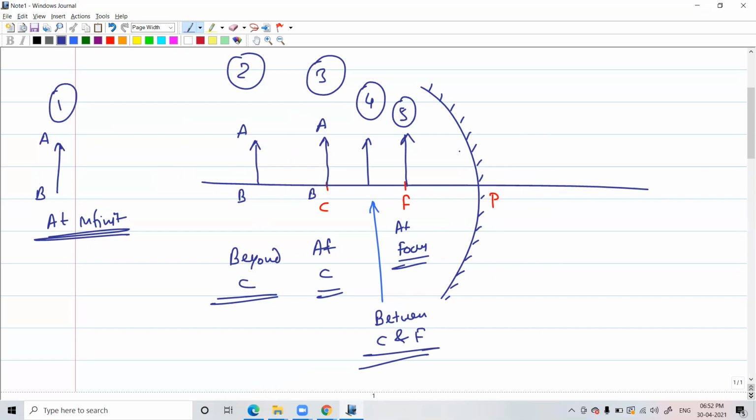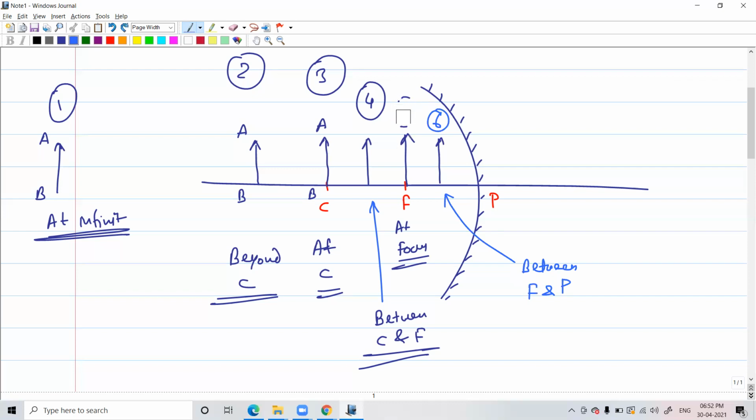And then the last case, which is object could be where now? Tell me, guys. Beyond the pole. Focus and pole. Yes, we will call it as between focus and pole. Object could be anywhere between focus and pole, and we will call that as our sixth case where the object is between F and P. This makes our sixth case.